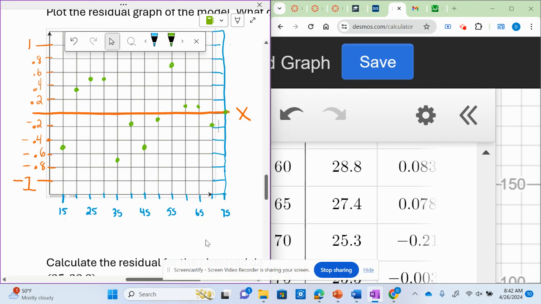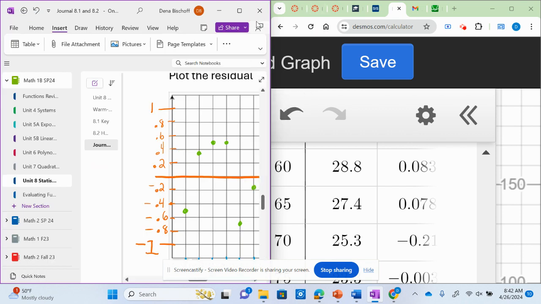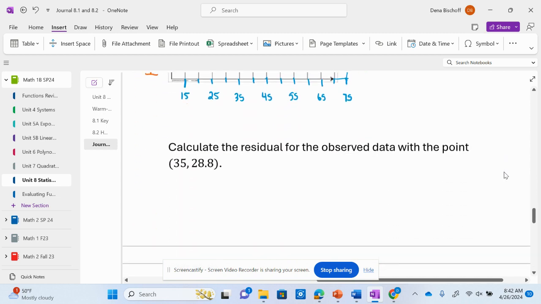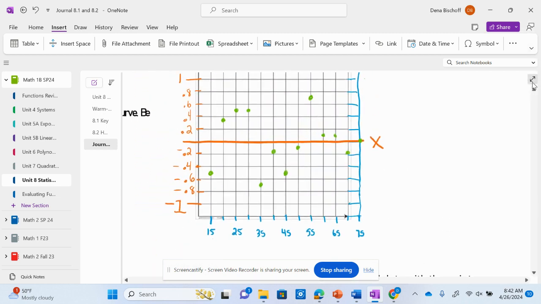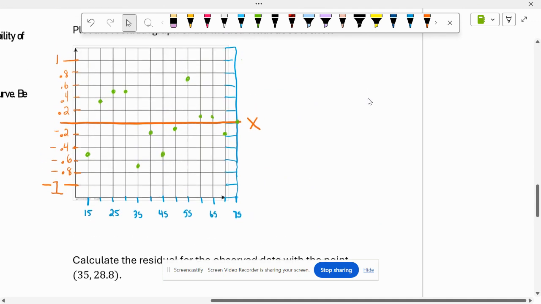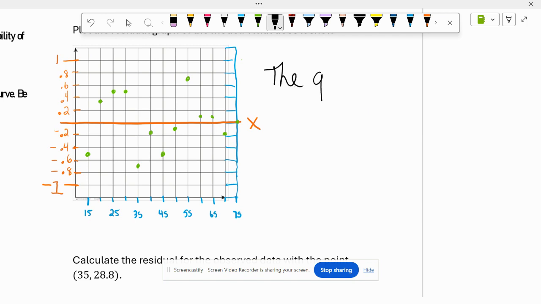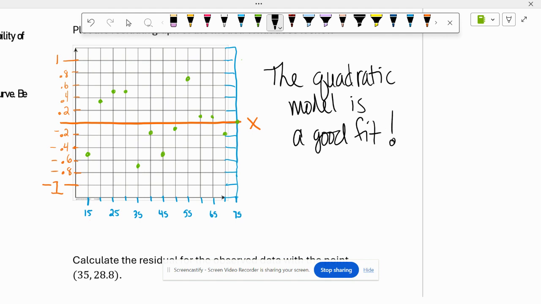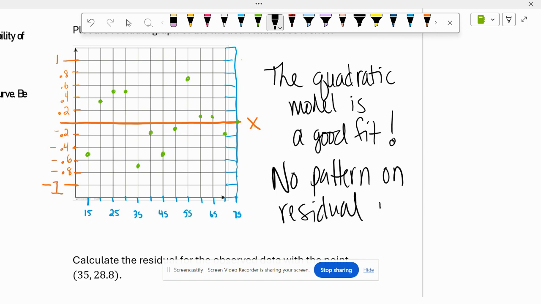So that's what your residual plot looks like. So does that residual plot show a pattern? No, it doesn't show a pattern. So is this a good fit? Yes. The quadratic model is a good fit because there is no pattern on the residual graph.